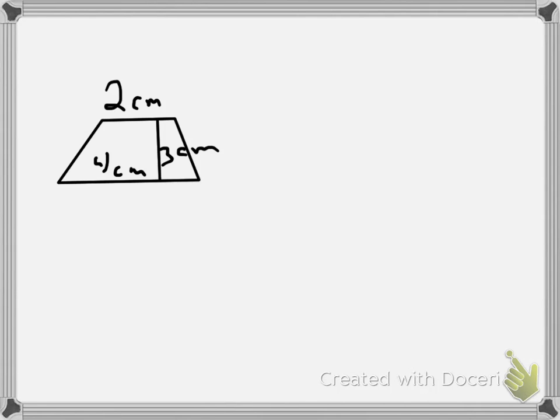So what we're going to do first is look at a trapezoid. And this trapezoid, as you can see, has three measurements given: 2 centimeters across the top, 4 centimeters across the bottom, and 3 centimeters of height. Now, those are going to come into play quite well.